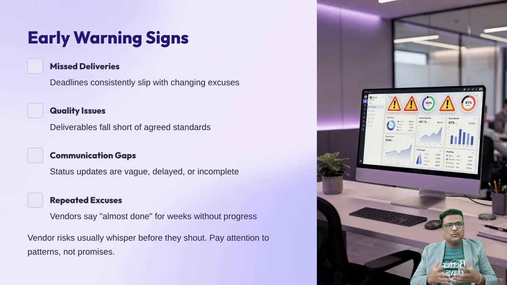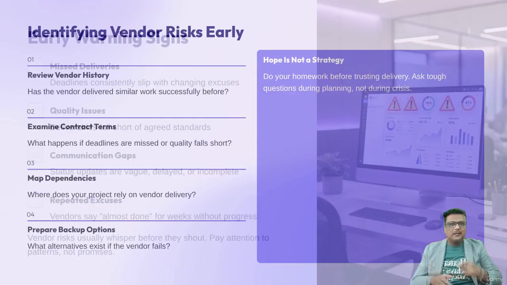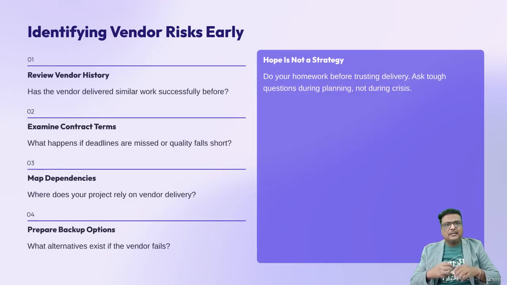That takes us into identification techniques. Vendor risks are identified by reviewing vendor history, contract terms, dependencies, and assumptions. In everyday English, this means doing your homework before trusting delivery. Let's break this down together. Has the vendor delivered similar work before? What happens if they miss a deadline? Is there a backup option?